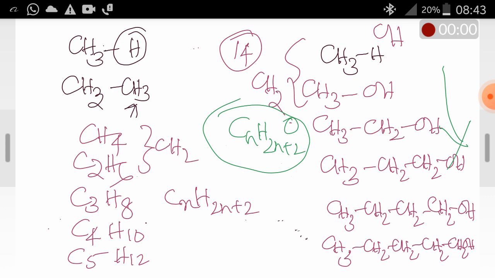So you can build up many families of compounds like this, and these families of compounds or series of compounds could be called as homologous series. So what is the speciality of this homologous series? Number one, they have successive members differing by a CH2 group. They have a general formula.